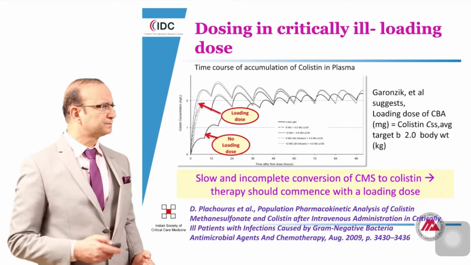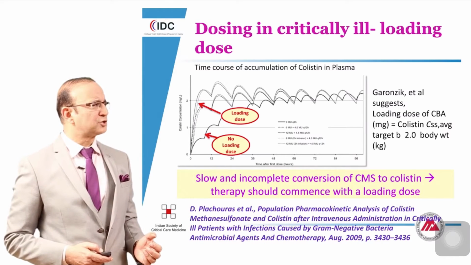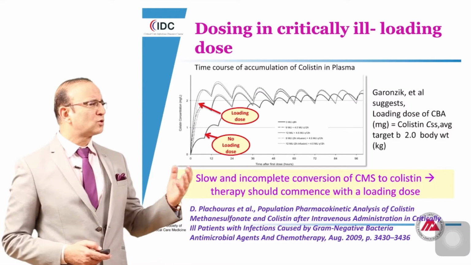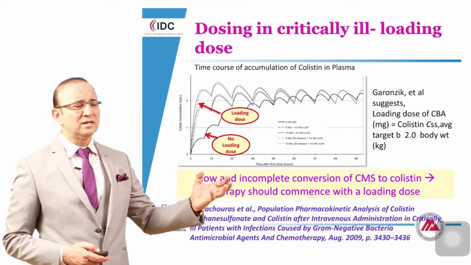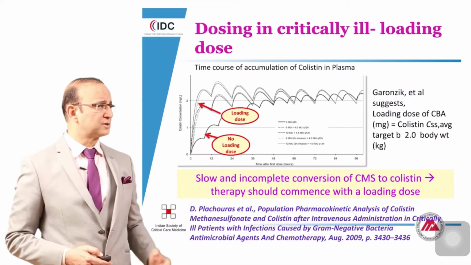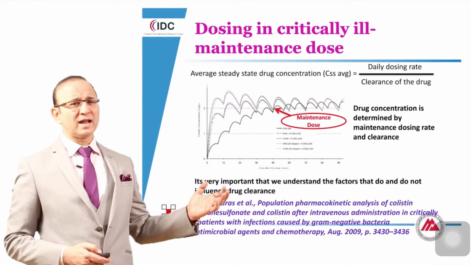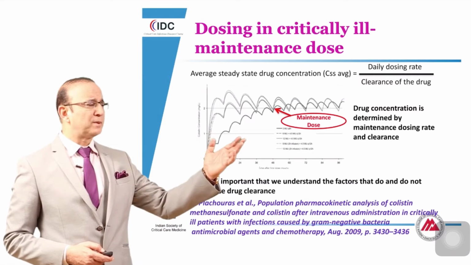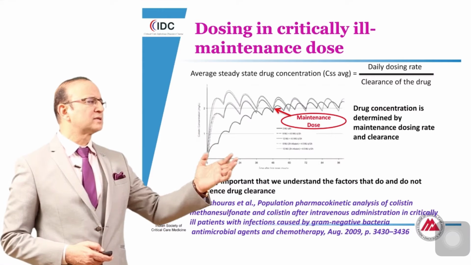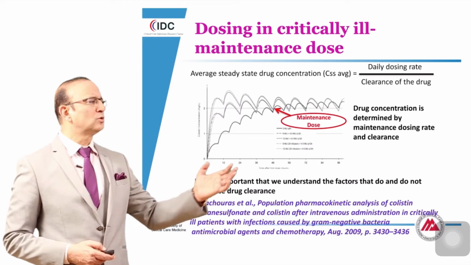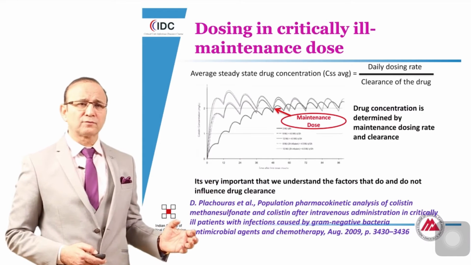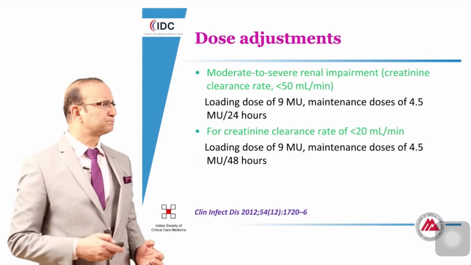to these patients. This is a study which had shown with the 3 million, 9 million and 12 million, they showed that you require a loading dose of about 9 million to achieve a steady state level of plasma colistin in these patients. Then you have to maintain the dose. The maintenance dose will depend on the daily dosing rate and the clearance of drug. It's very important that we understand the factors that do and do not influence the drug clearance, because that will determine the maintenance dose of colistin in these patients.